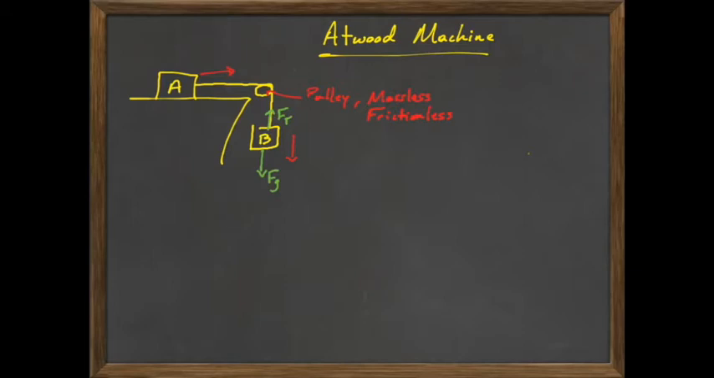Now on box A, there could be other forces acting on it, but for right now, we'll say there isn't. All it feels is a tension force trying to pull it to the right. But again, you'll notice these tension forces are facing towards each other, and all the pulley does is change the direction of the force.